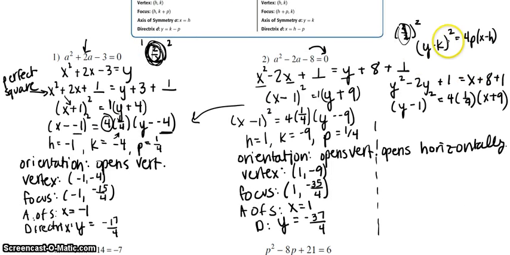So notice that we have our k with our y still. So k went with our y here, and h went with our x here. So our k will equal 1, our h will equal negative 9, and then our p will equal 1/4 still.